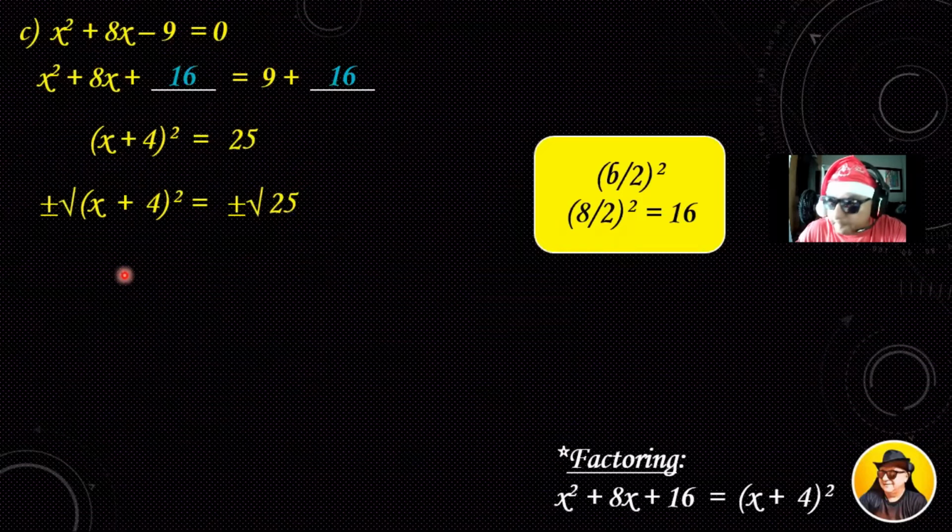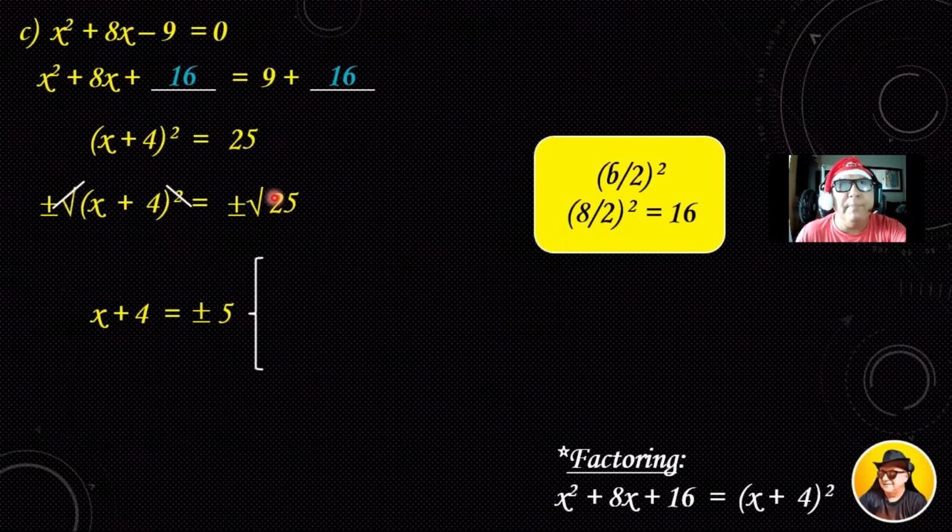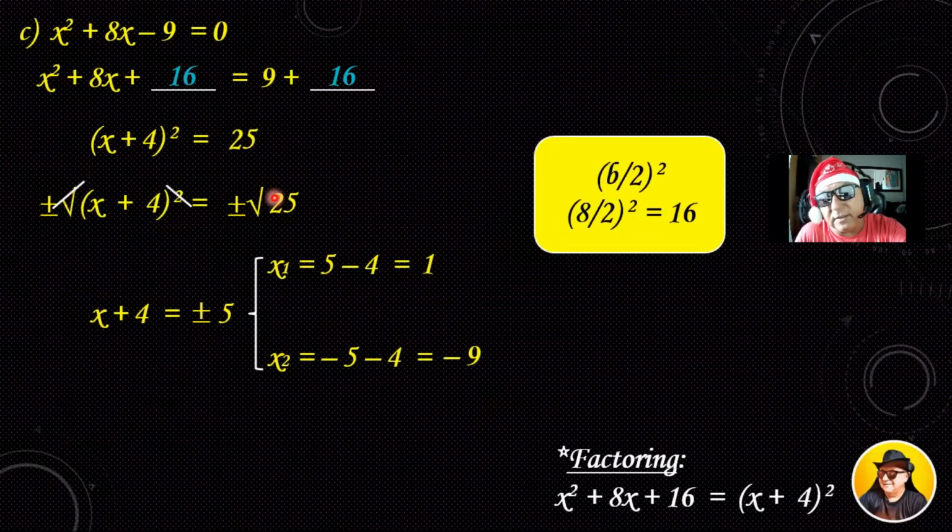Okay, well, the root and the square cancel. Here, what remains? X plus 4, and what are the square roots of 25? Plus or minus 5. Very good. And so I'm going to split up the answers, okay? X1 is 5 minus 4, and X2 is minus 5 minus 4. Well, 5 minus 4 is 1. And minus 5 minus 4 is minus 9. So the solution set is minus 9 and 1.